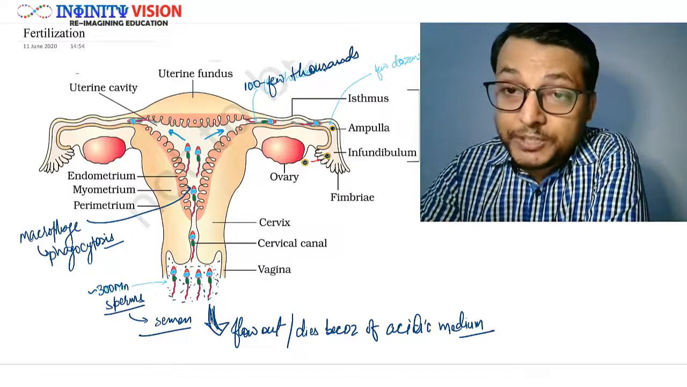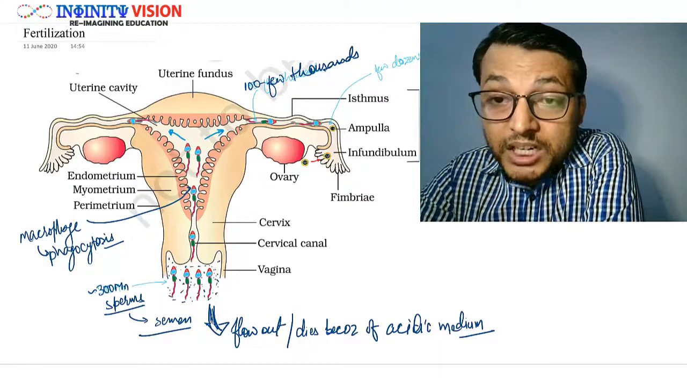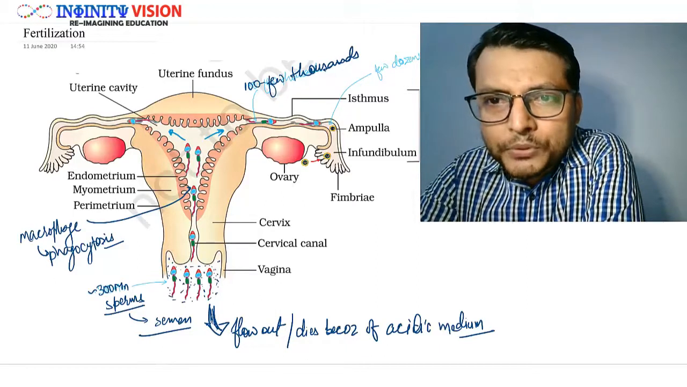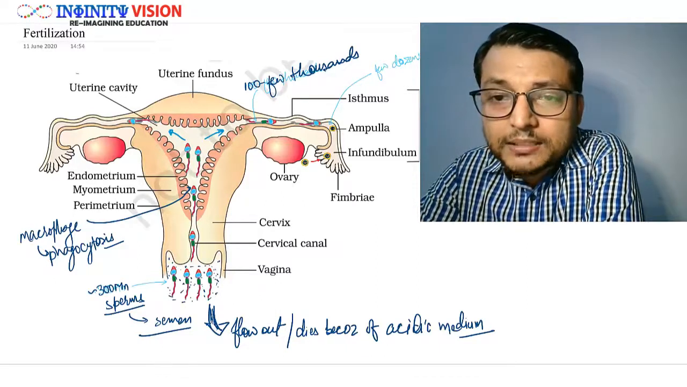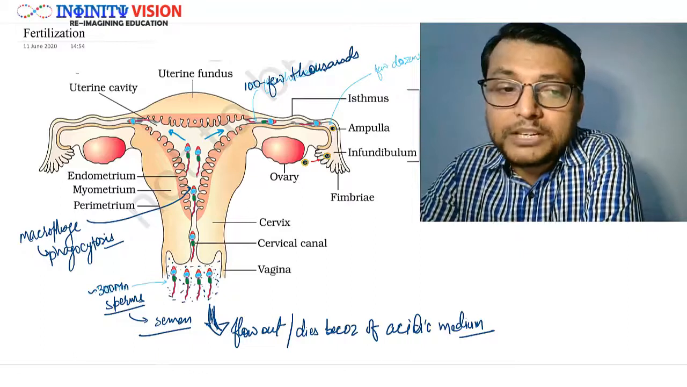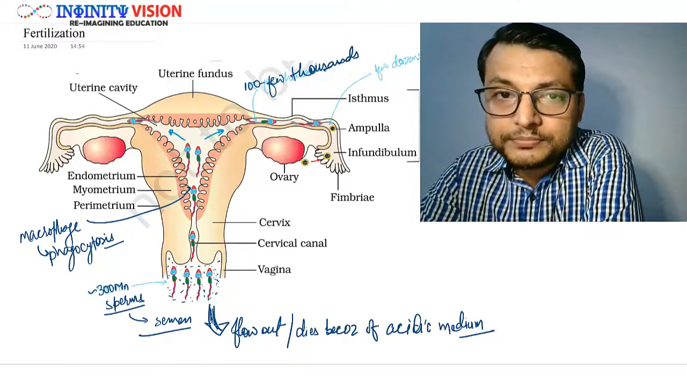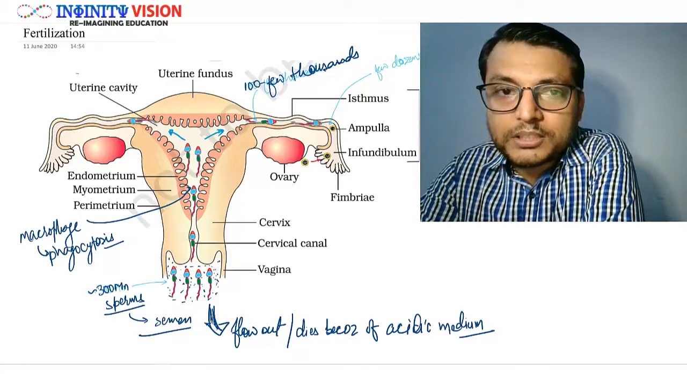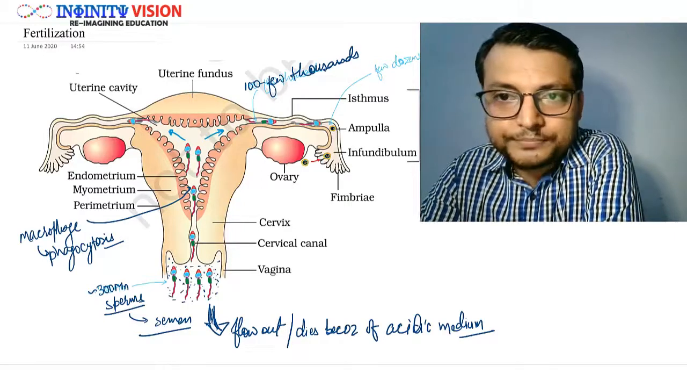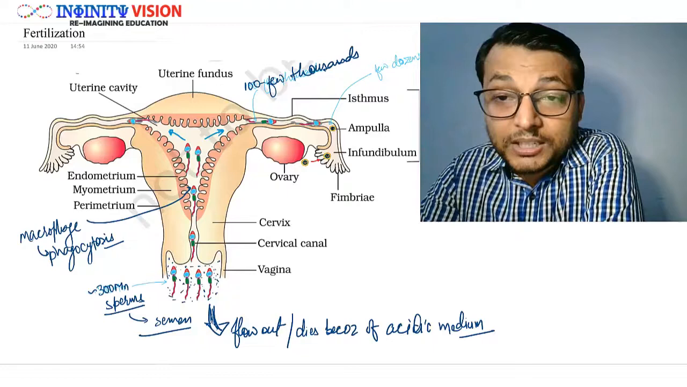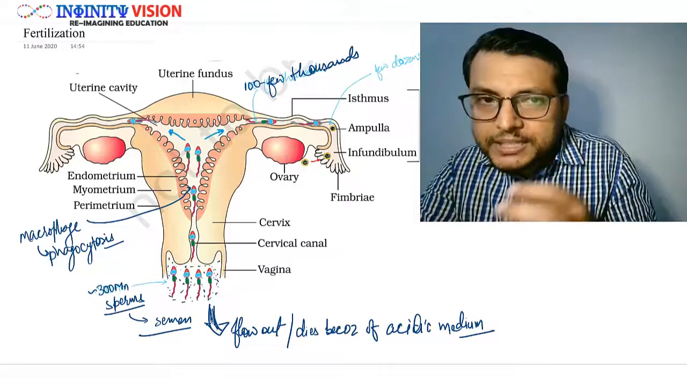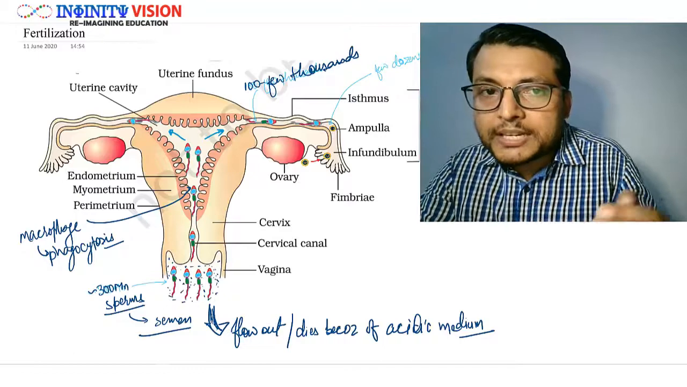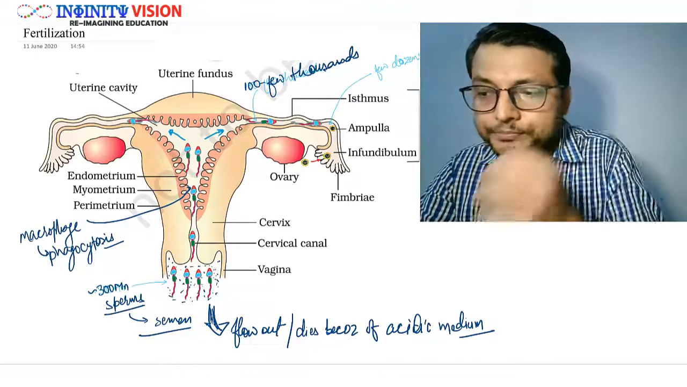Now imagine, we started with 300 million, right? And only a few thousands at max are reaching the fallopian tube. Can you see? So more than 1,000-fold are lost. Okay, now great. What happens once these few thousands reach the fallopian tube? Now they start to swim.